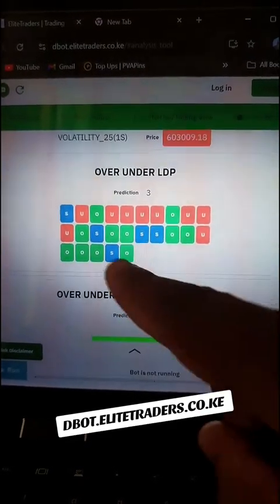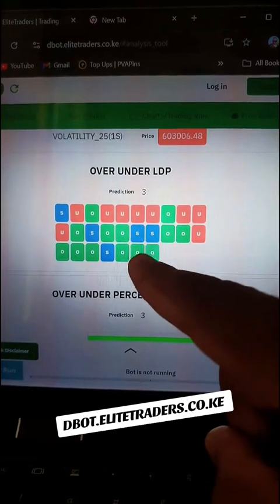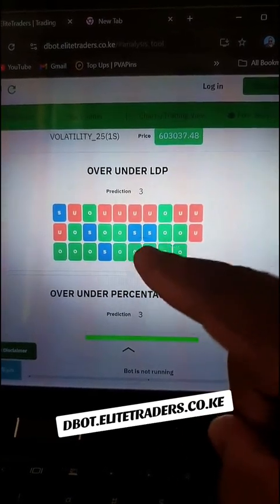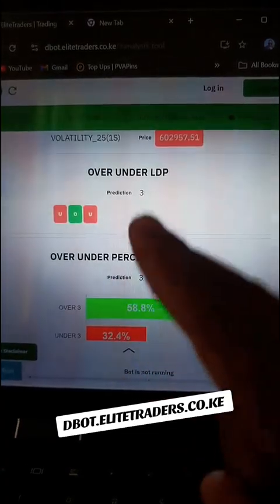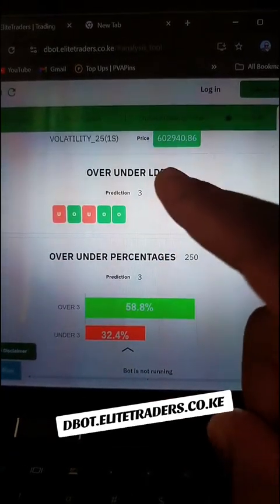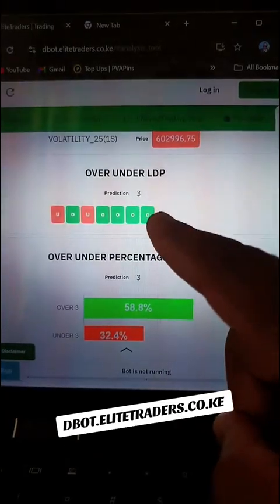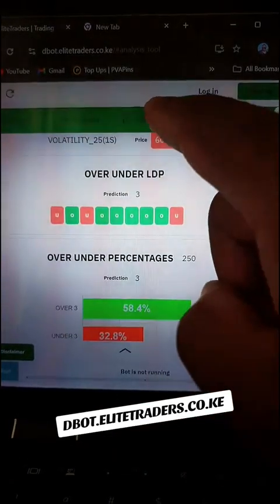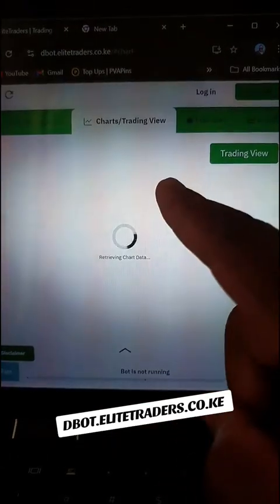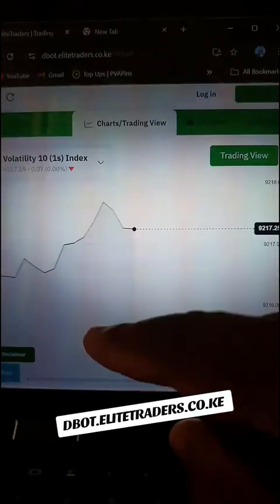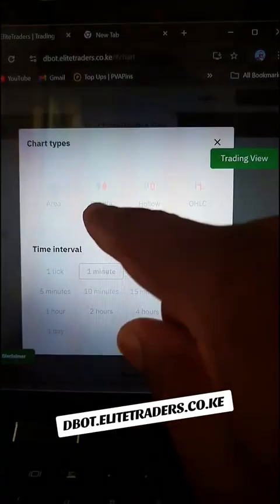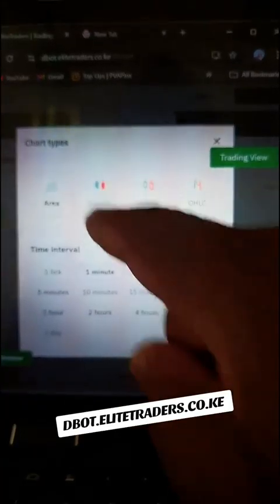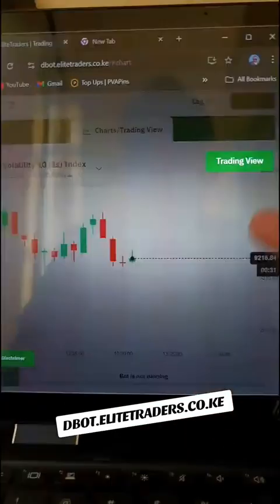So what you do, ukishaona hapa, okay, zimerudi, okay, we currently have over digits. So the moment these digits start appearing zikiwa mingi, what you do, you stop your robot. You can also stay on the chart. You can also stay on this chart hapa kwa trading view. Ukiona market like zimeanza kurise, what you do, you stop your robot. So let me activate 1 minute here. Then hapa Evo. So you can actually see the market is still on the rise.